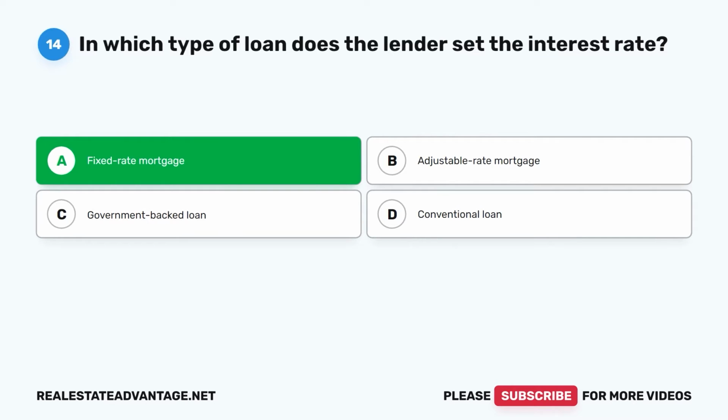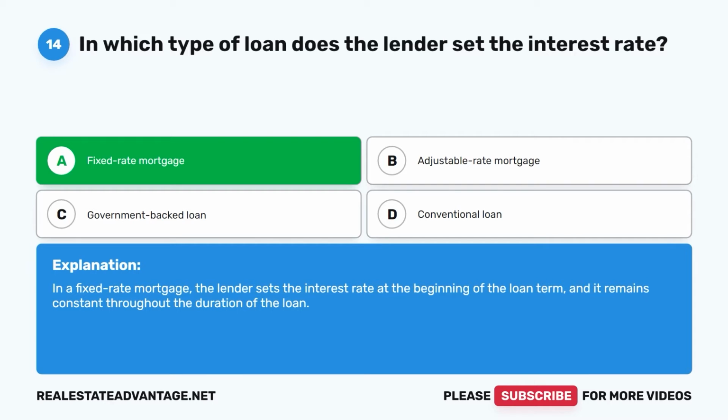Fixed rate mortgage. In a fixed rate mortgage, the lender sets the interest rate at the beginning of the loan term, and it remains constant throughout the duration of the loan.